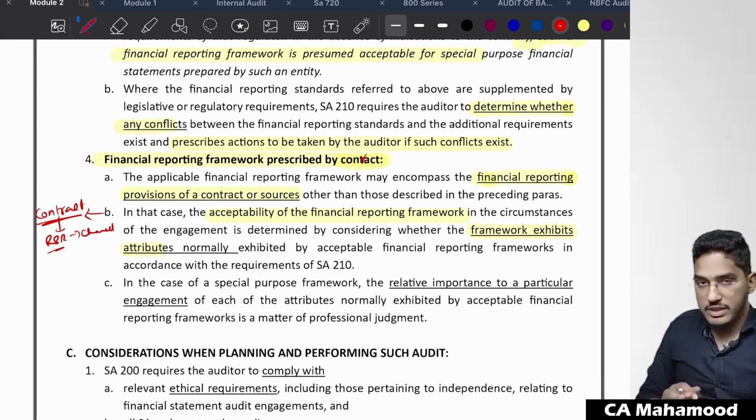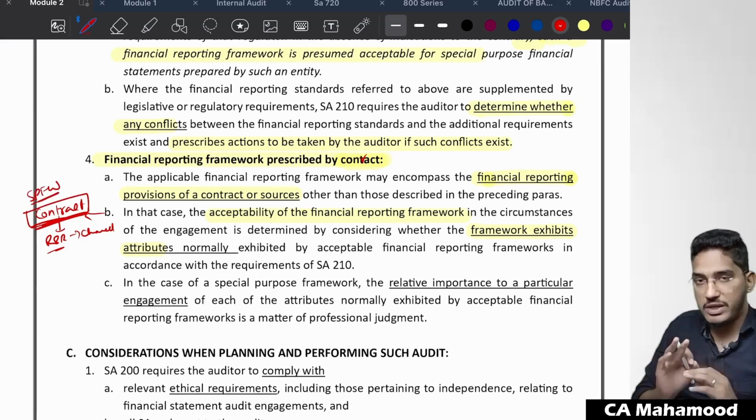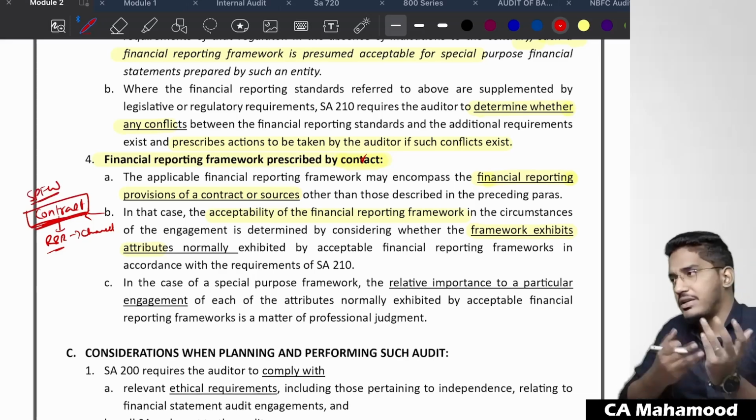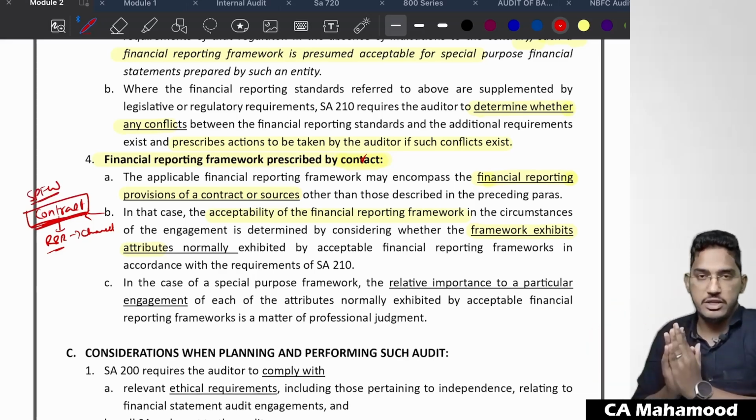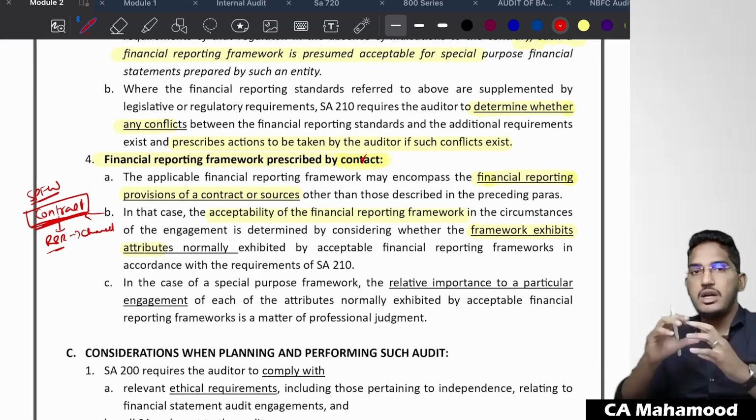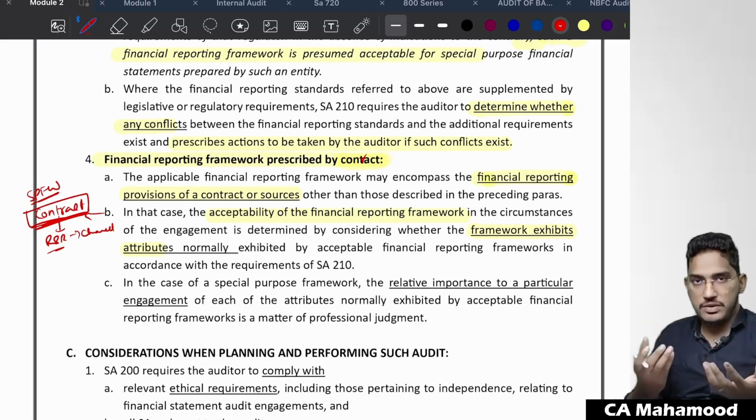So simply they are trying to say that if the special purpose framework is derived from a contract, or from its rules and regulations, you need to check whether it has good attributes, whether it has the characteristics we generally expect in a normal applicable financial reporting framework. That means they should have some similar kind of characteristics.